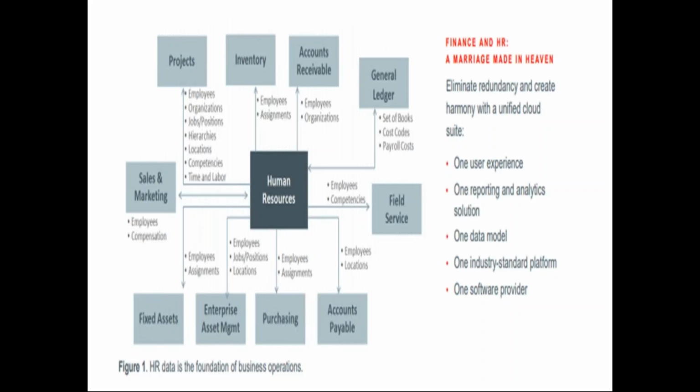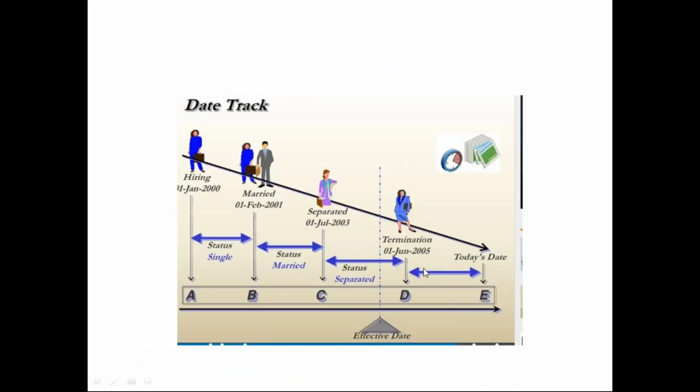So that is the reason, and of course we will see it in the practicals. This slide is to show you that HRMS is the main, centralized human resources module for all the models. Every model is linked up with employees: employee assignments, employee organization, jobs, positions, projects, general ledger, accounts receivable, purchasing. So these are all the things.